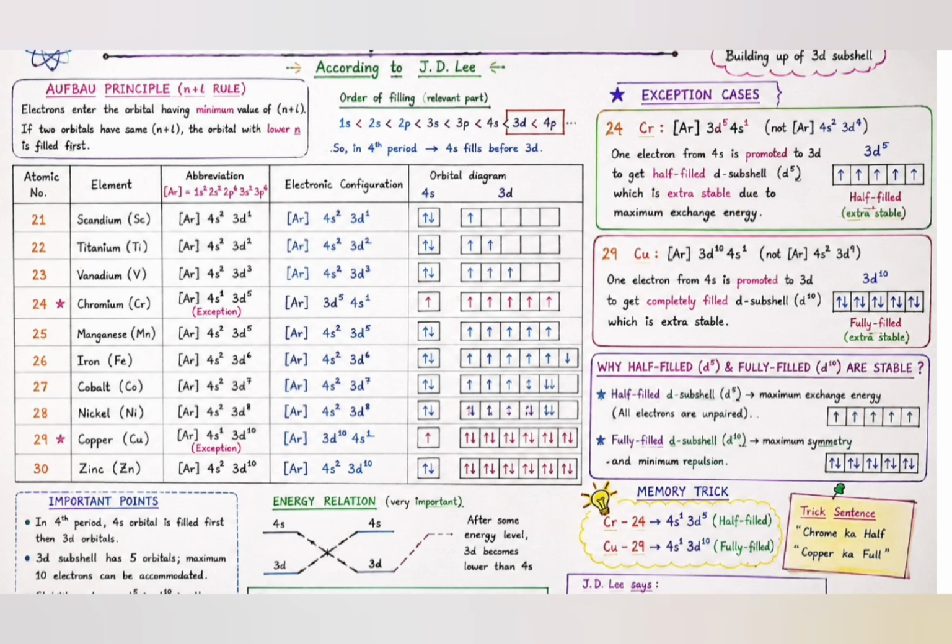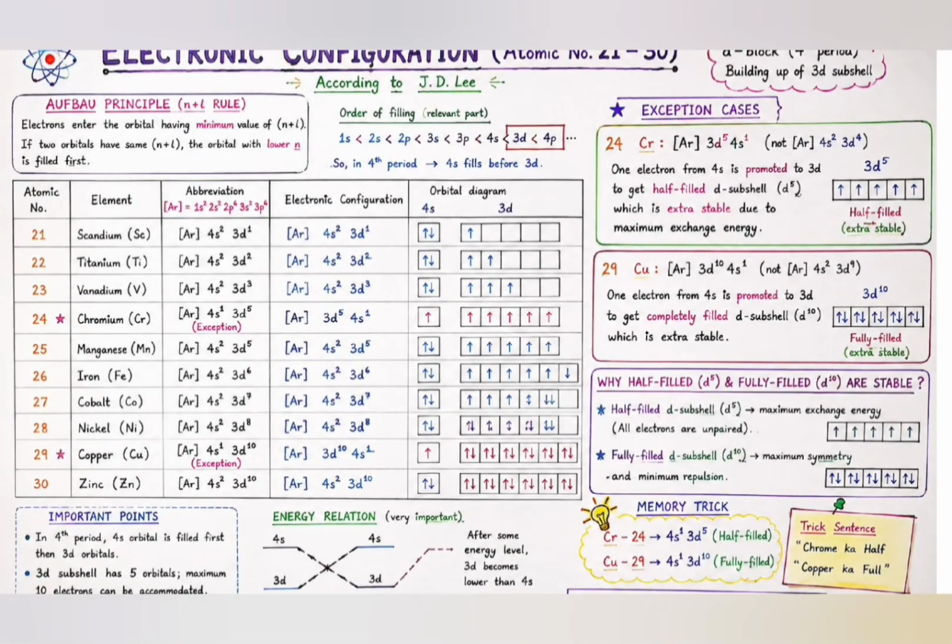Now come to manganese. What is happening in manganese? As usual, the pattern continues. The configuration of manganese is 4s2 3d5. In the case of iron, 4s2 3d6. In the case of cobalt, 4s2 3d7. In the case of nickel, 4s2 3d8.